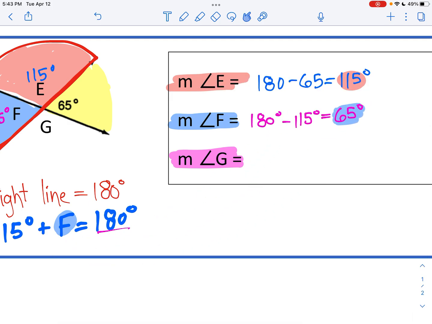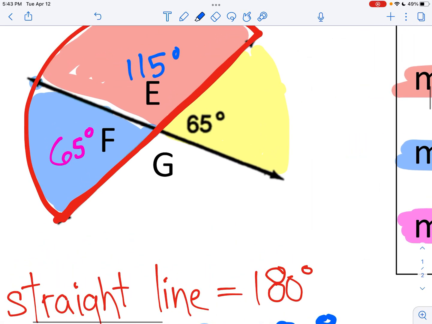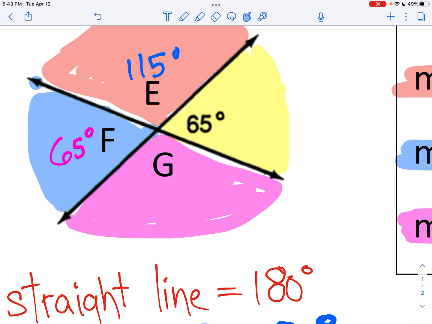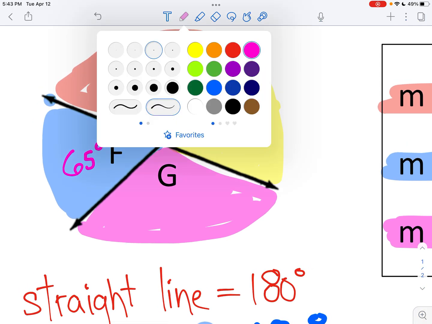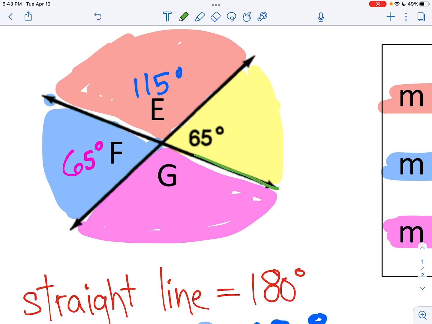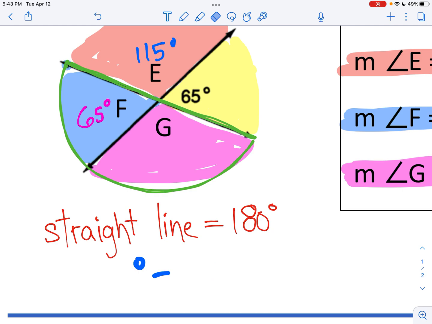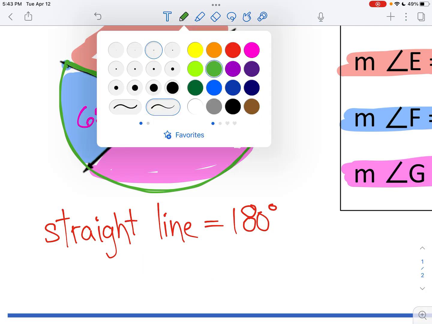All right, so the last one is angle G. Color that one pink, right? Then I'm going to get rid of my lines here, and I'm going to trace a straight line, which includes letter G. So I'm going to trace this one here, and then connect the lines, and I can see that it makes a half circle, which is 180 degrees, right? So that means blue plus pink makes 180 degrees. I know what blue is. We figured it out. It was 65.